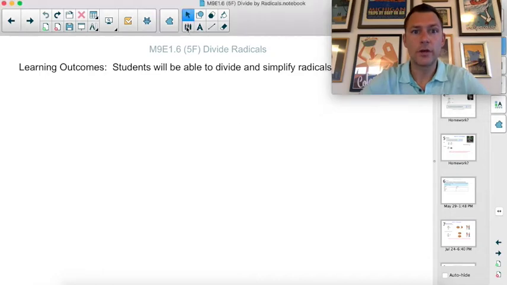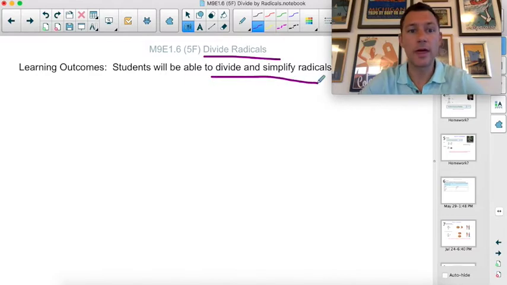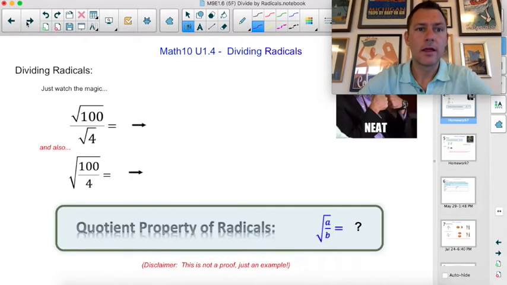All right, chicos, here we go. We are looking at dividing radicals. I want you to be able to do that when you walk out of here. Let's give it a shot.